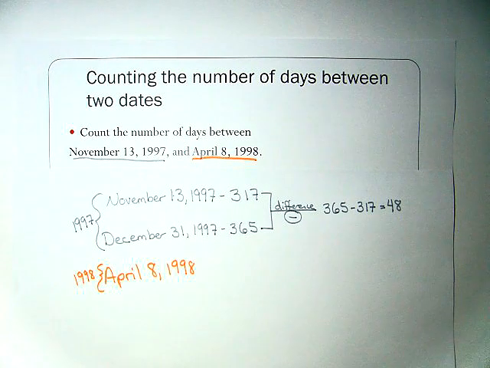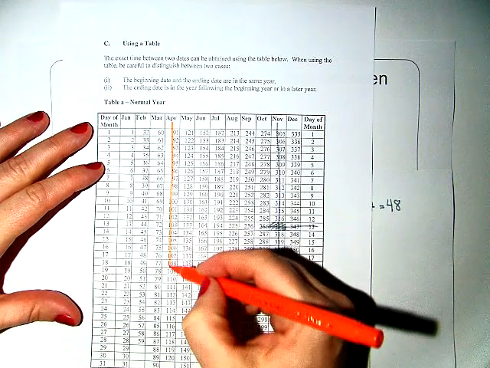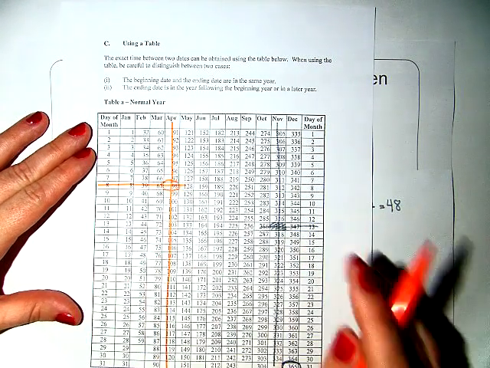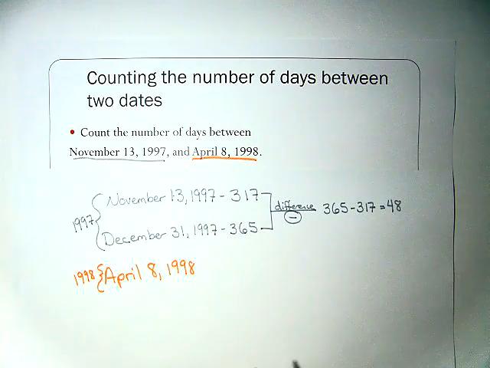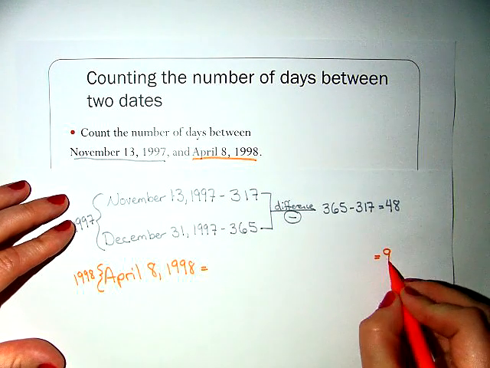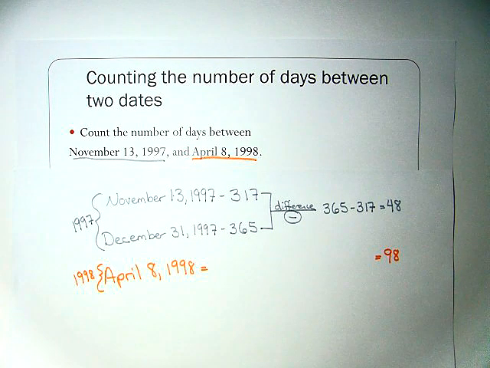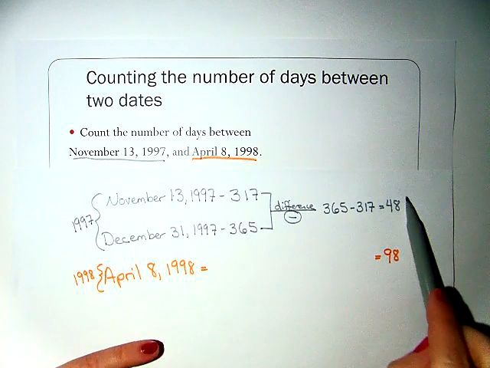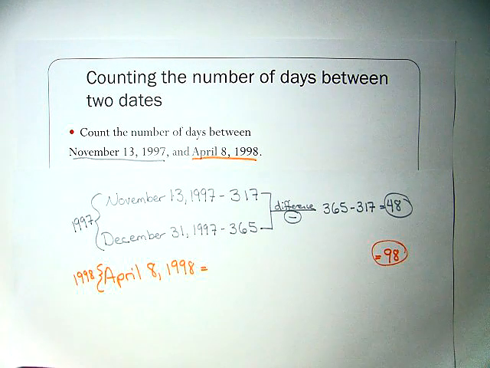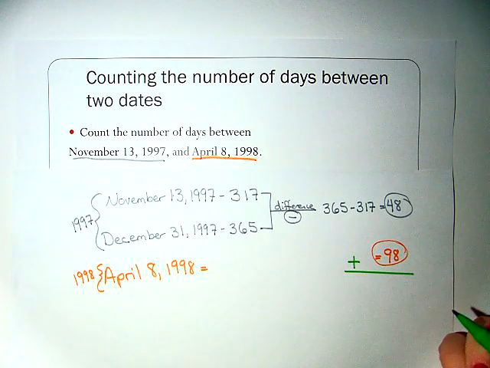Okay, well now we're going to do the same thing with April 8th, 1998. So we're going to use the same table and go to the month of April and find the 8th day. And we find that that is the 98th day of the year. So this equals 98 days. So in order to solve this, we know that there were 48 days in 1997, 98 days in 1998, so that means that the total together you would need to add.